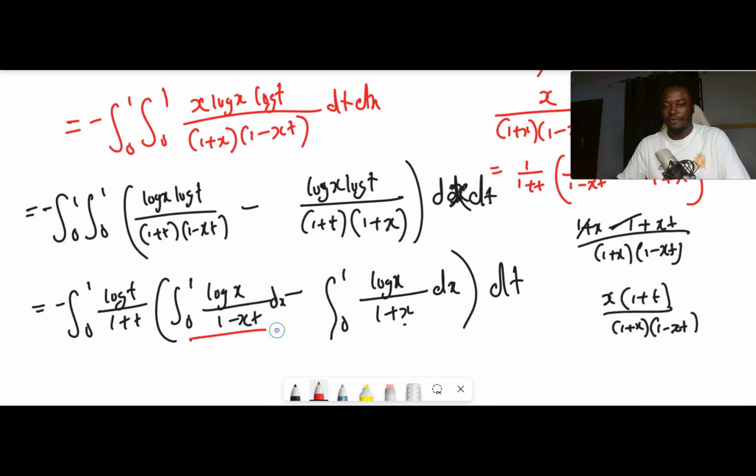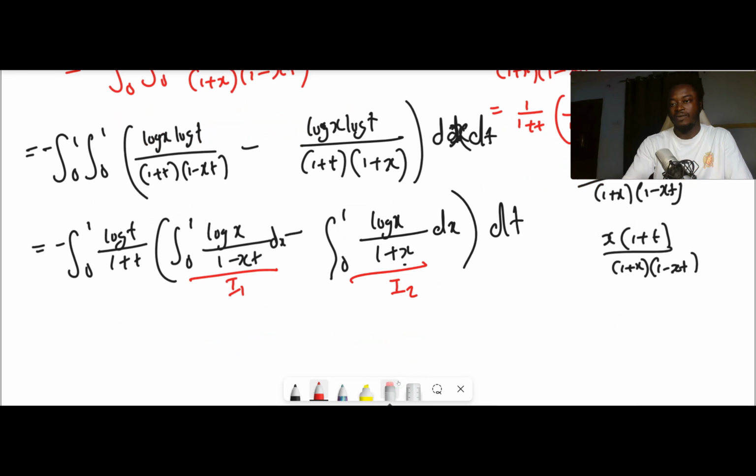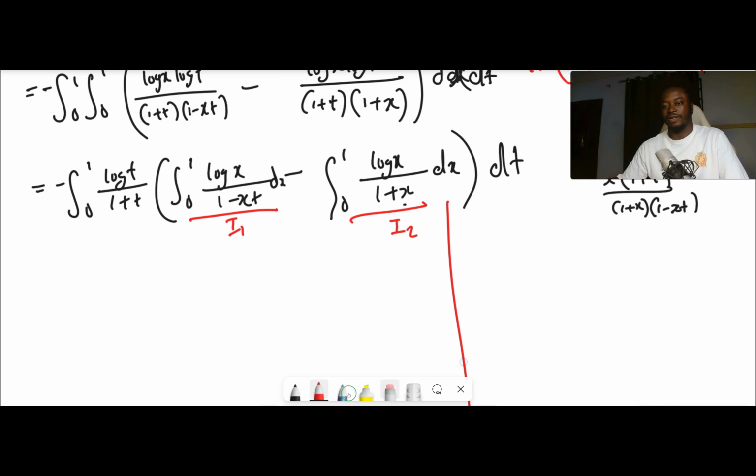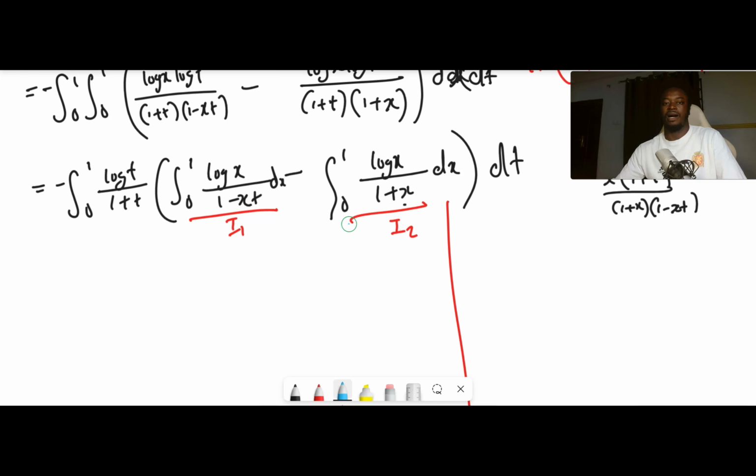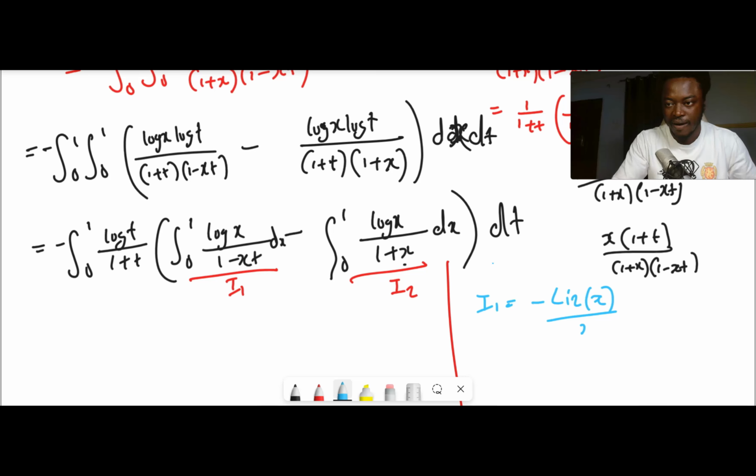This first one, let's call it I1, and this second one, let's call it I2. And let's see whether we can do something with I1 and I2 differently. Now returning to I1, notice that if you use the integral representation we derived, I1 is clear. I1 would be equal to negative dilogarithm of t over t. Let's go back and see.